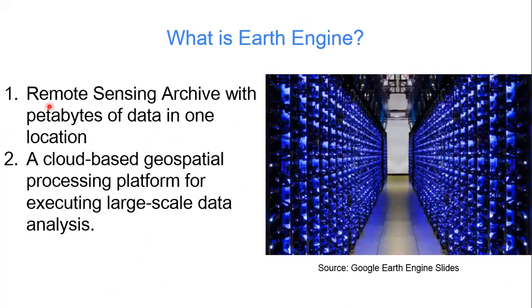So what is Google Earth Engine? It is a remote sensing archive with petabytes of data in one location, a cloud-based geospatial processing platform for executing large data set analysis. Why is it saying only one location?